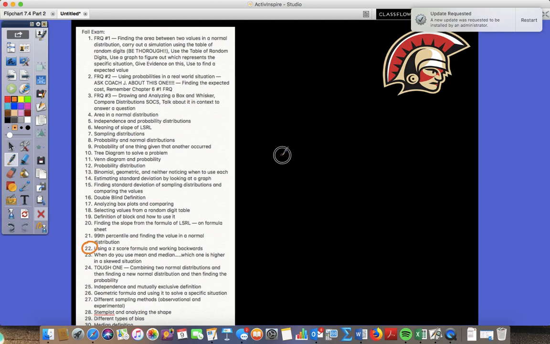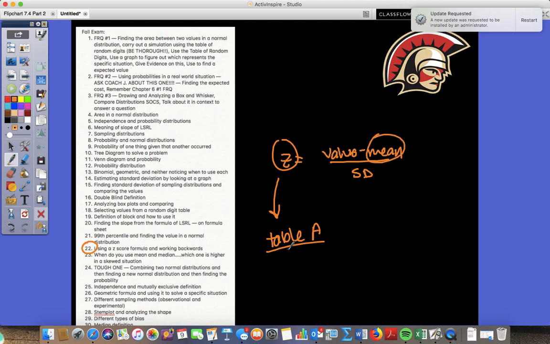Number 22, I just told you about that. Make sure you know how to do this, y'all. Value minus mean divided by standard deviation. Know how to use table A. Got to know how to do that, okay? Maybe they'll ask for the mean on that one. So you can't use inverse norm on this if you are given the value, the standard deviation, and the z-score. You might have to work backwards, and so that's why you need to know what each of those concepts are. That's a huge part of this exam, number 22.